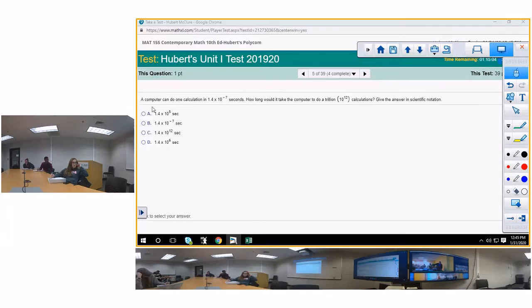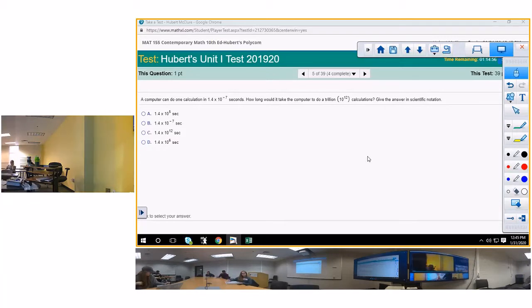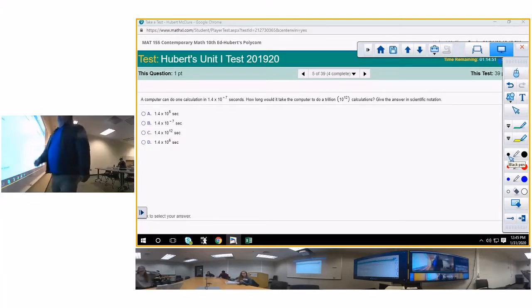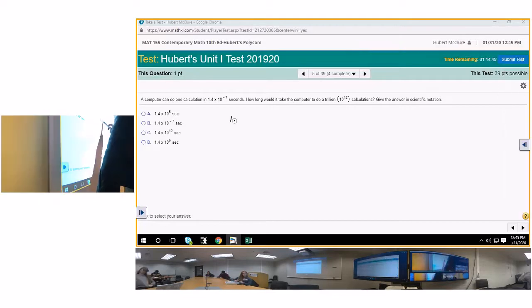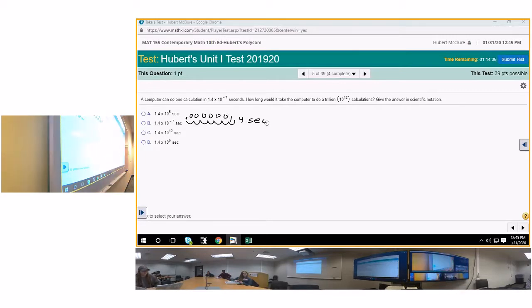Yeah, that's not right. That should be, think about it. If it takes, I'm just going to think about this for a minute. 1.4. 1, 2, 3, 4, 5, 6, 7. That's how many seconds it takes the computer to do a calculation.